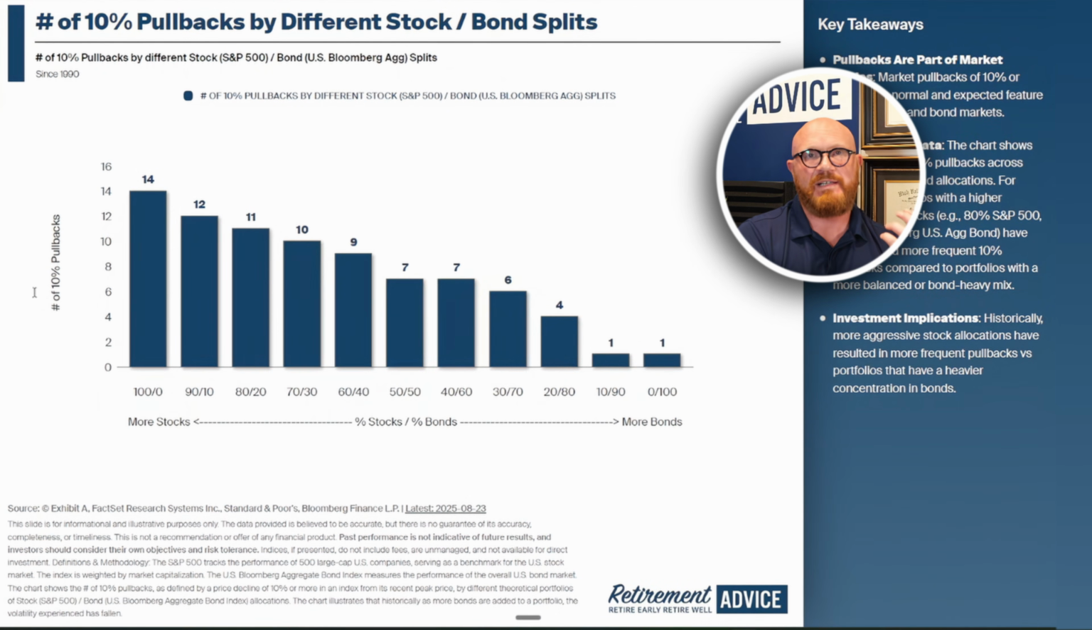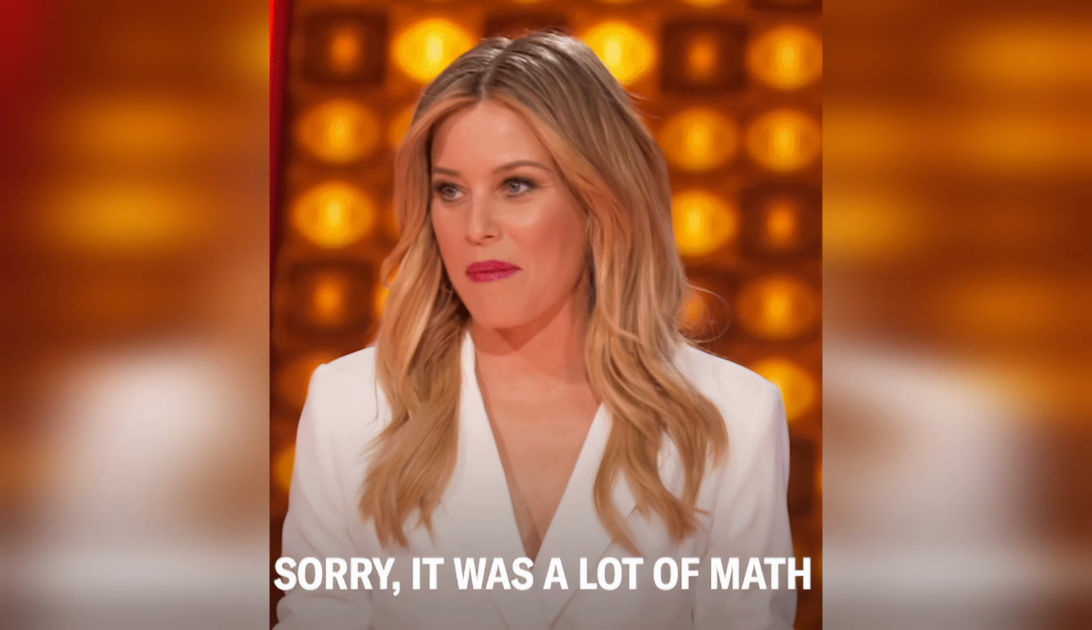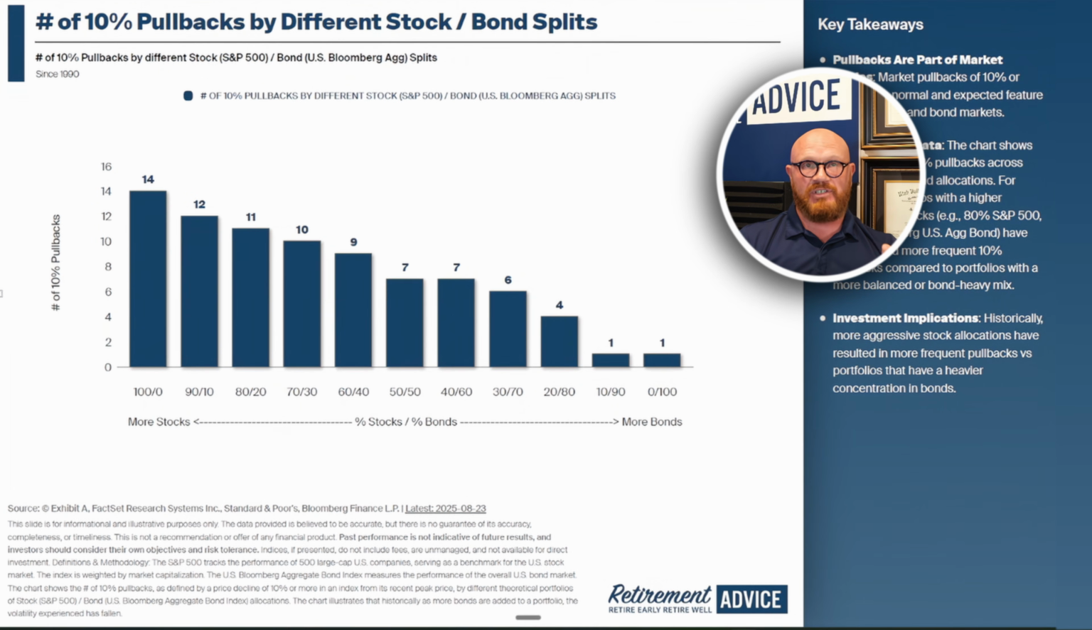Okay, so this leads us to talking about one of the ways that we can manage risk within our portfolio as a retiree, and that is through having a good asset allocation, being diversified, not just being invested in 100% stocks. This chart I think is really helpful. This is looking back to 1990, and we're looking at, with a different mix of stocks and bonds, how many 10% drops you would have had from 1990 to 2025, so 35 years, right? With the different mixes of stocks versus bonds.